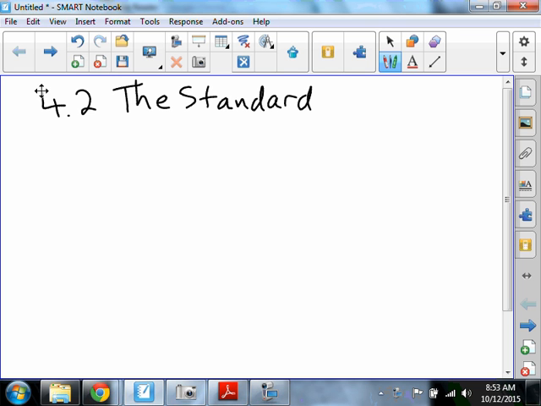The title of this section is the standard form of a quadratic function.